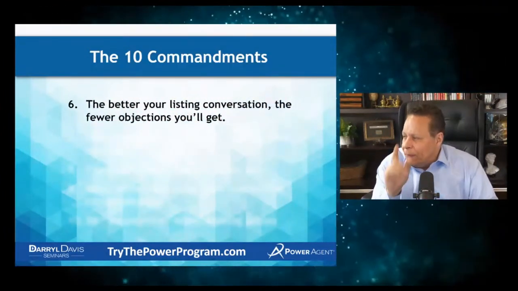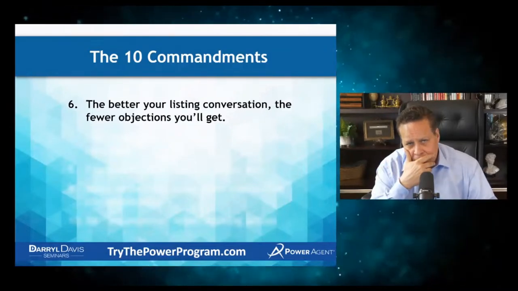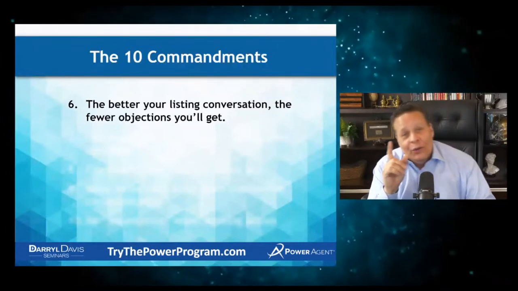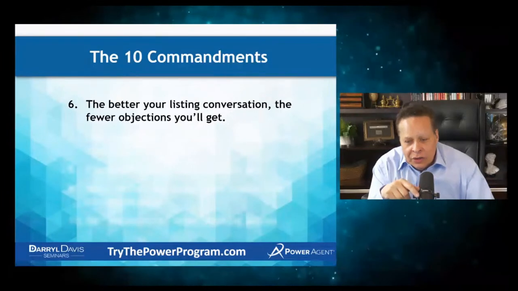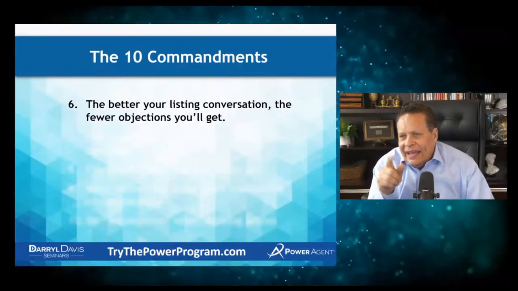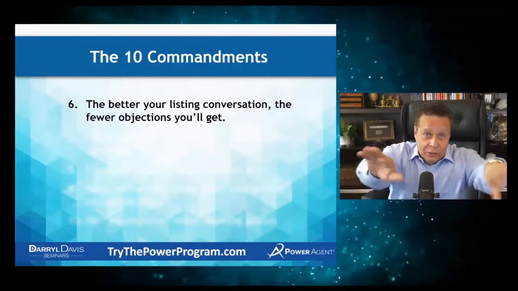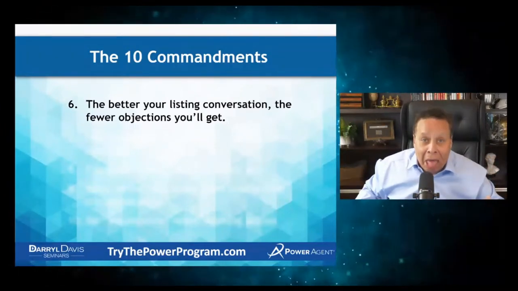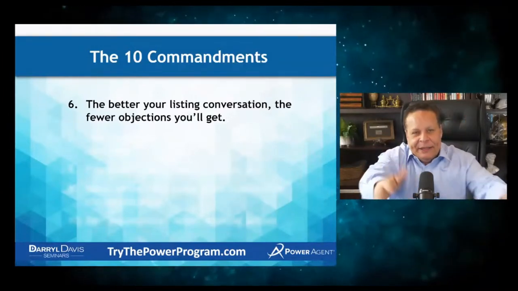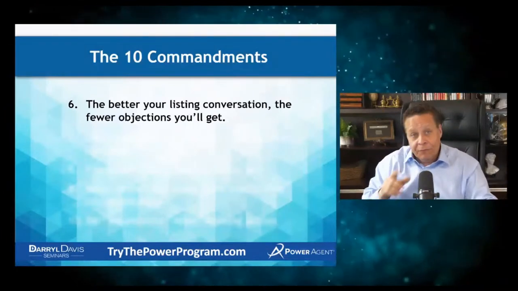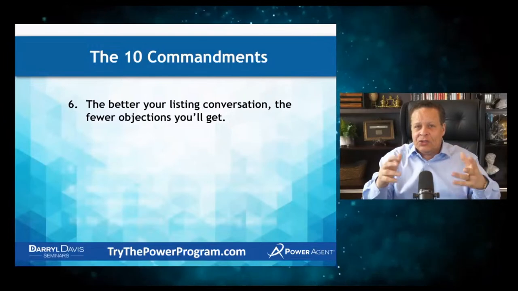Number six, the better your listing conversation is, the fewer objections you'll get. Let me tell you when you get really good. Power agents will tell you, you get really good when they interrupt you and say, you know what, I don't need to see any more, give me the paperwork. Wouldn't that be nice, right? That they interrupt you and say, let's just do this. That happens because you get better. So be committed to mastering your listing conversation.